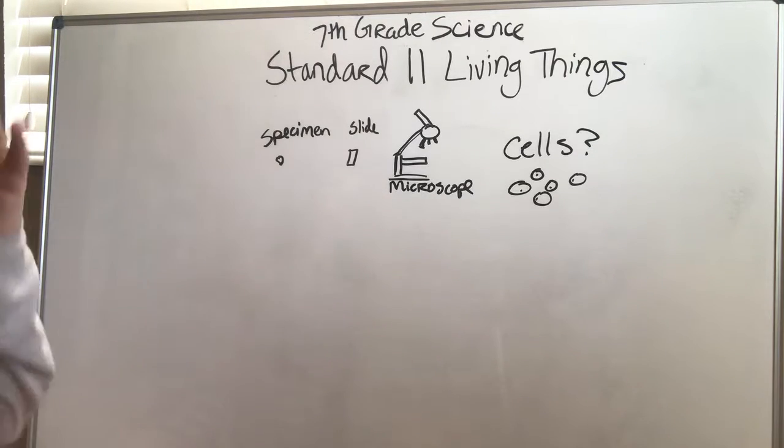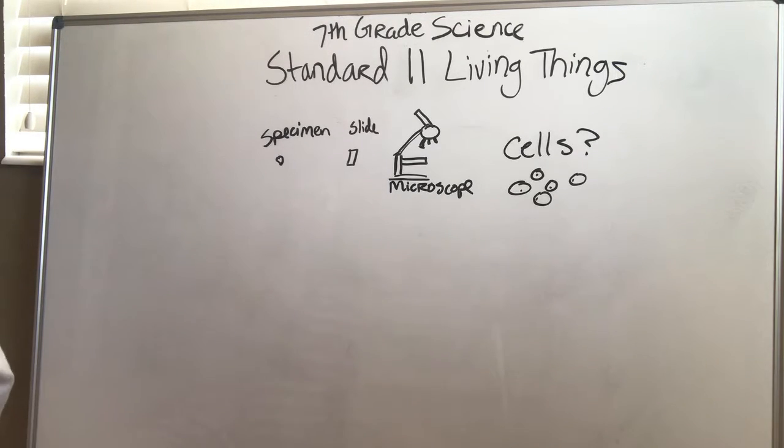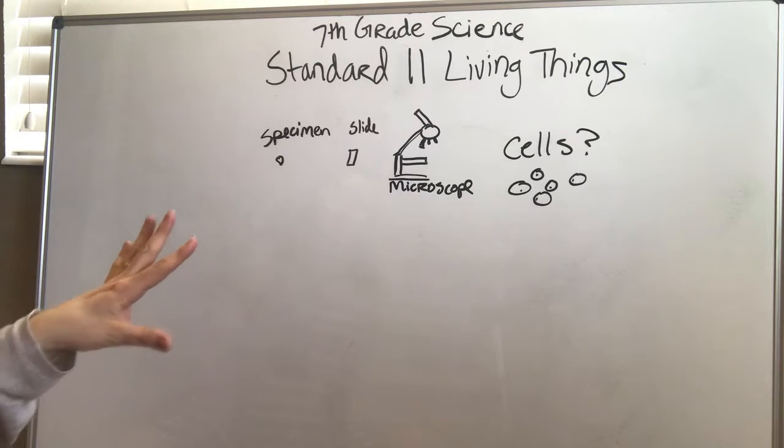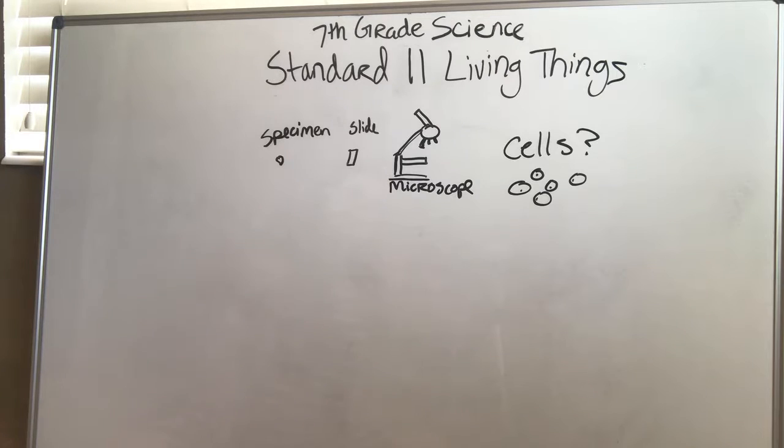Standard 11 is living things. And the first thing to remember is all living things are made of cells.